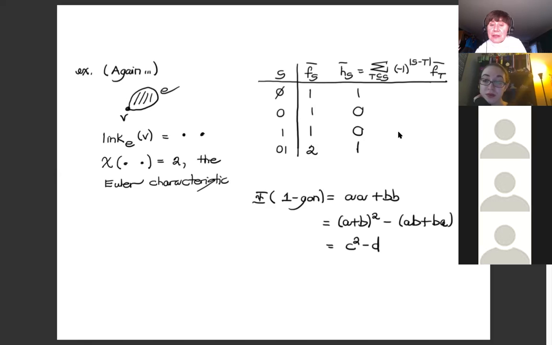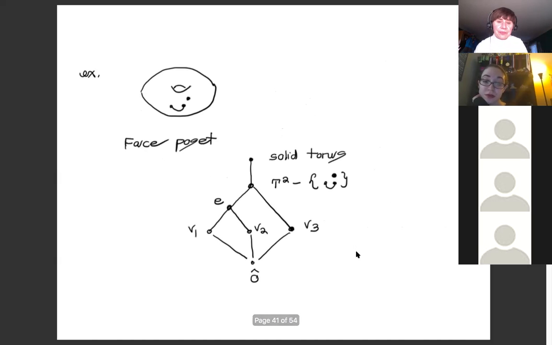Symmetric. So now again, I encode each of these subsets. You end up getting the AB index, AA plus BB. It turns out you can write this as a CD index, and you really do get C squared minus D. So this is working. It's sort of shocking that this is working.